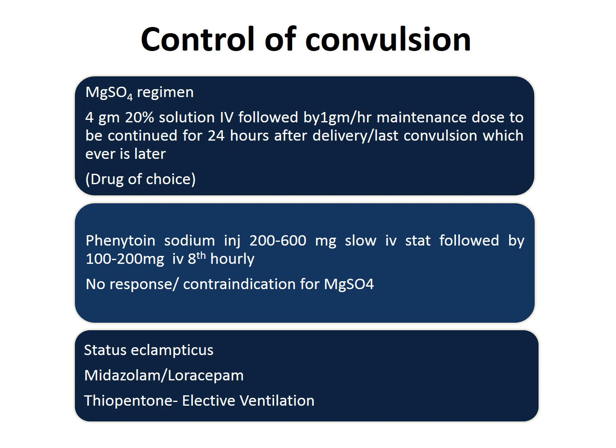In status eclampticus, where there is continual convulsion, magnesium sulfate or phenytoin may not be helpful. You have to give midazolam or lorazepam as slow IV. Even if it is not controlled, you may resort to thiopentone sodium intravenously. When this drug is given, you have to intubate the patient and electively ventilate.